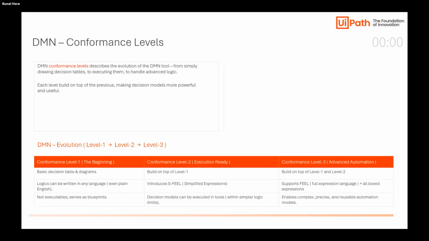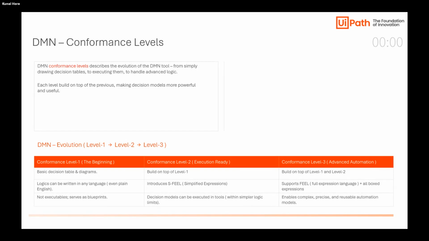Similarly, in level 2, they were using a language called SFEEL, simplified expressions, to write your DMN language. In level 3, we are using a more advanced language with more advanced features. That is FEEL, full expression language. Now, that is the difference between your level 2 and level 3. So you can think like in level 2, you are using something like C, whereas in level 3, you are using something like Java or Python to do your coding or to structure your DMN.